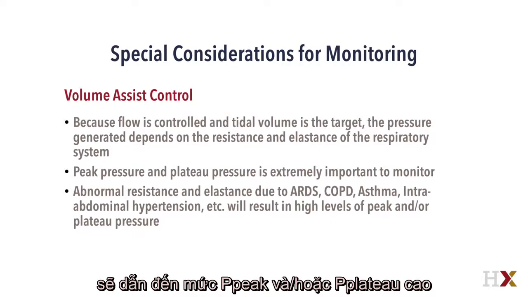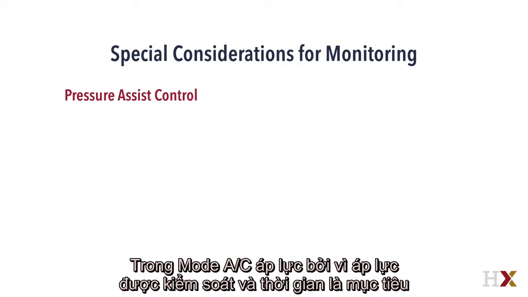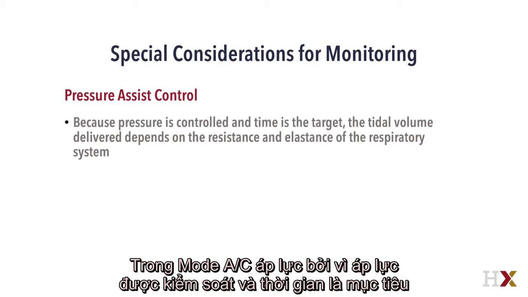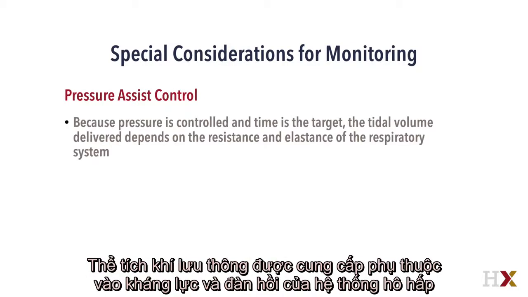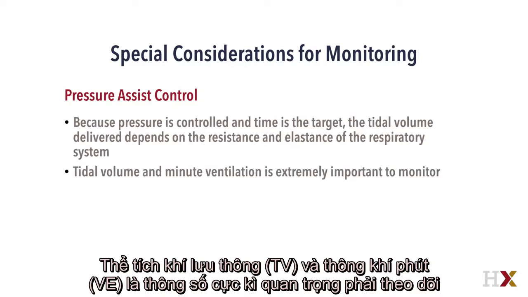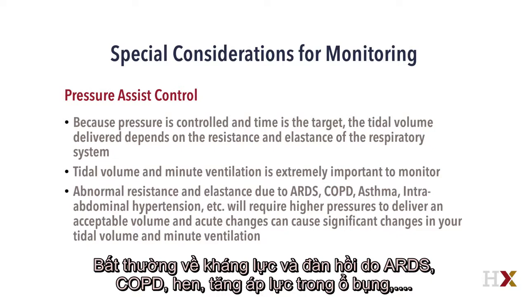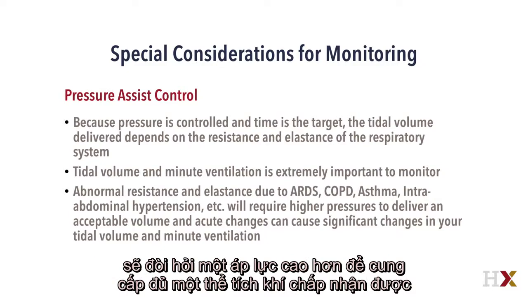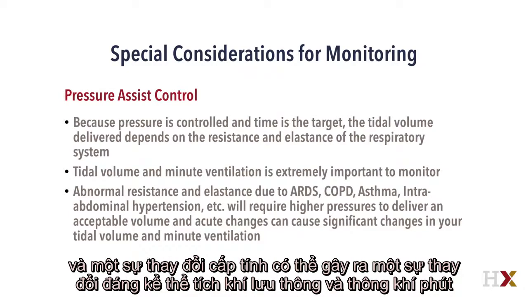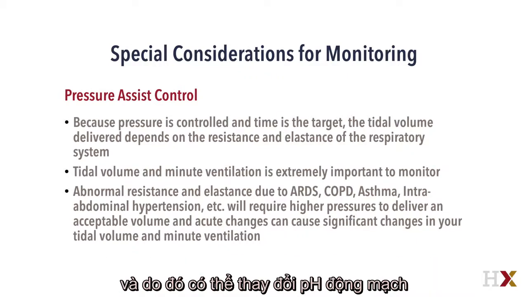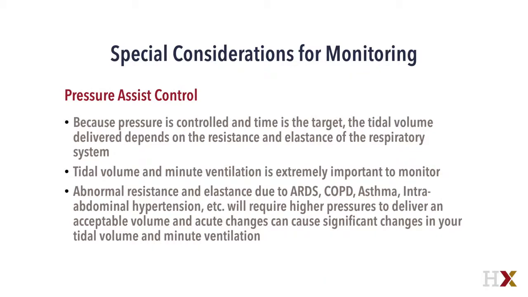Abnormal resistance and elastance due to ARDS, COPD, asthma, intra-abdominal hypertension, and other conditions will result in high levels of peak and/or plateau pressure. In pressure assist control, because pressure is controlled and time is the target, the tidal volume delivered depends on the resistance and elastance of the respiratory system. Tidal volume and minute ventilation is extremely important to monitor. Abnormal resistance and elastance due to ARDS, COPD, asthma, intra-abdominal hypertension, etc. will require higher pressures to deliver an acceptable volume, and acute changes can cause significant changes in your tidal volume and minute ventilation, and therefore can change your arterial pH.